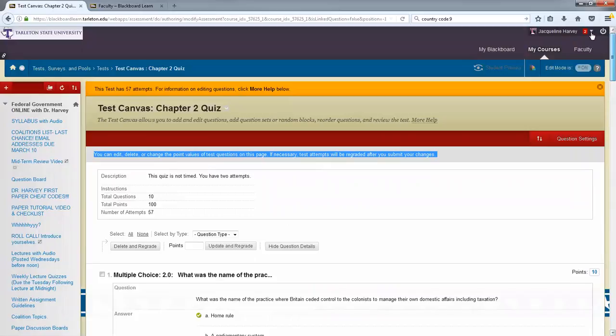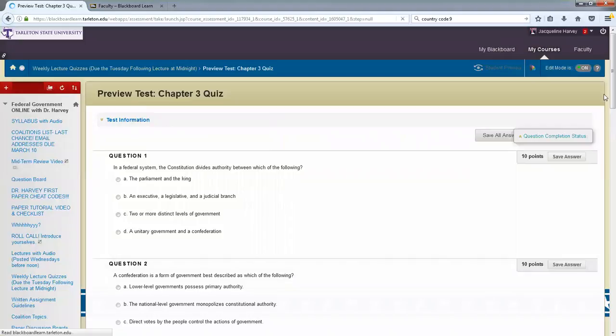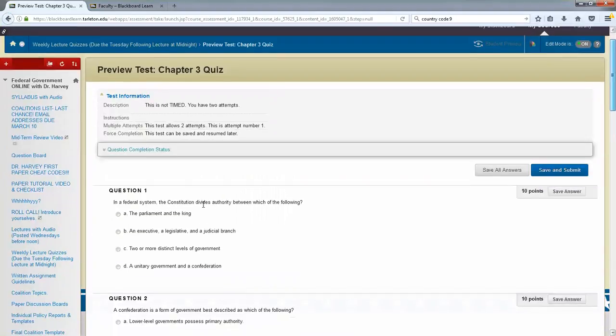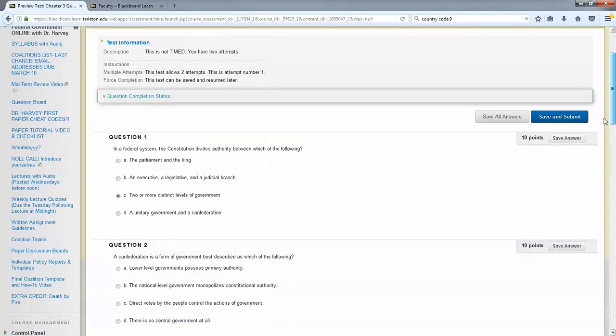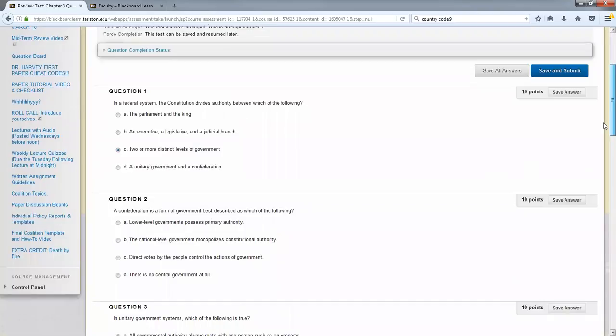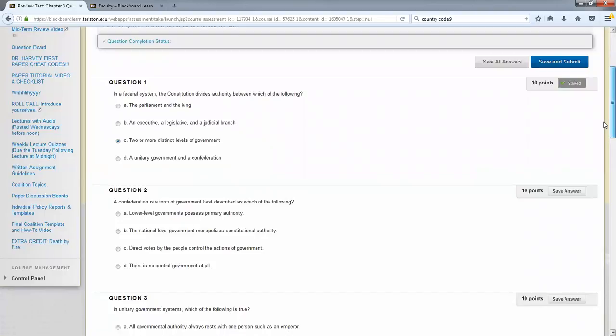Let's go ahead and move on to chapter three. I have the option to take this one, so I'm going to go ahead and take it for you. In a federal system, the Constitution divides authority between which of the following? Not parliament, not executive; we're looking at two or more distinct levels of government. That's a federal system, state and federal, but it's also called intergovernmental relations when you factor in state, local, and federal government. American federalism is two, the state and the federal government, because the local government is not mentioned in the Constitution.